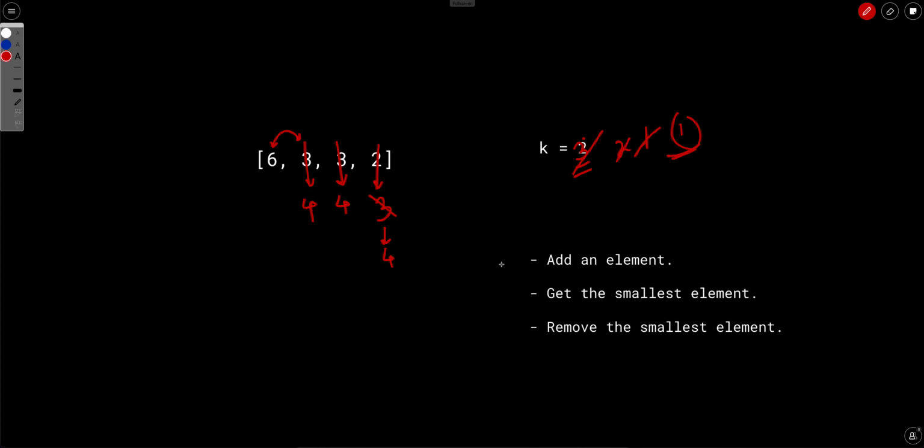So we need a data structure that can give us the smallest element in efficient time, that can remove the smallest element in efficient time as well, and that can add an element. Basically, that's the three operations that we need to perform. These three operations are standard heap operations. Getting the smallest element is the standard heap operation in order one time. Removing the smallest element is an order log k time heap operation, and again in a heap we can add an element in order log k time.